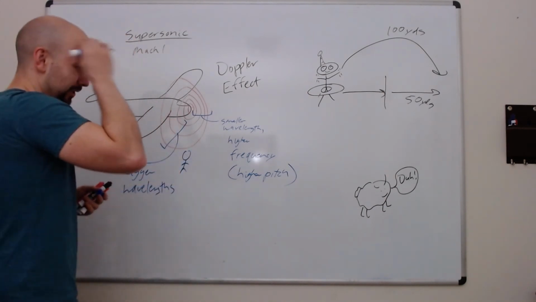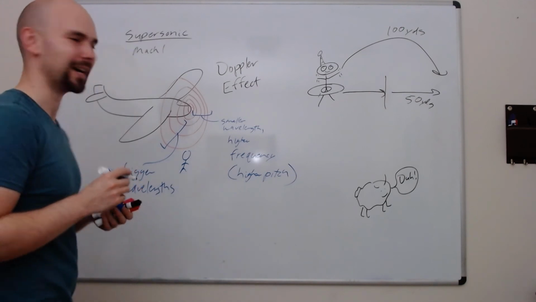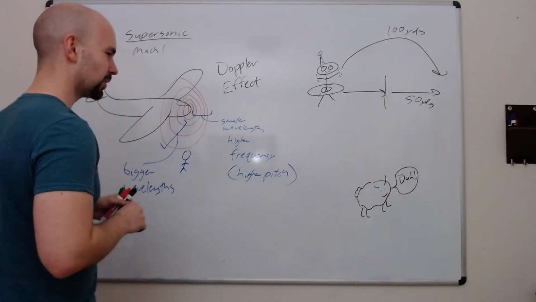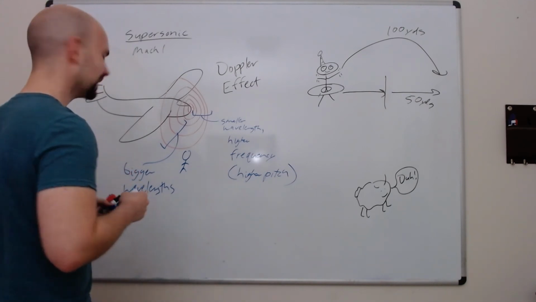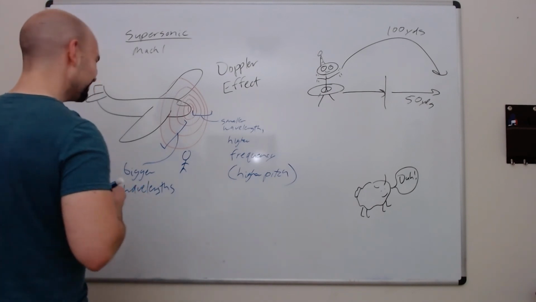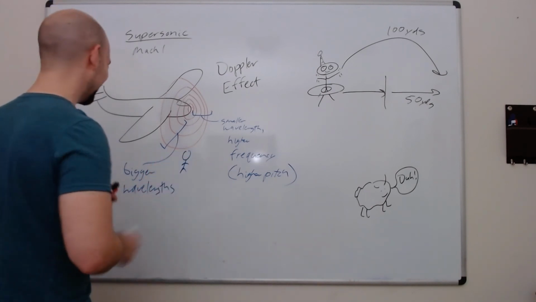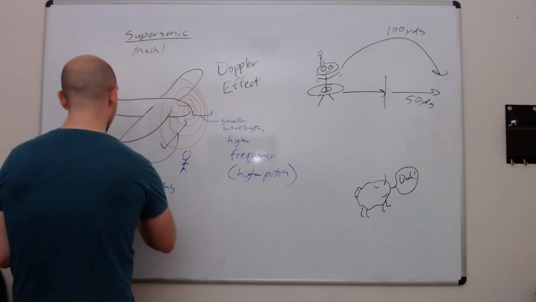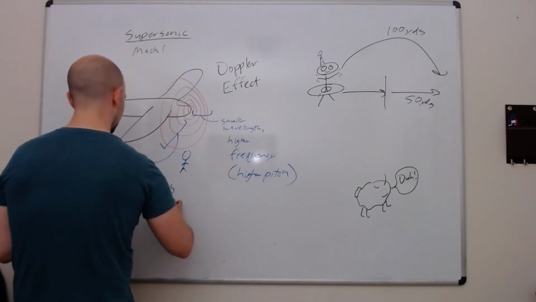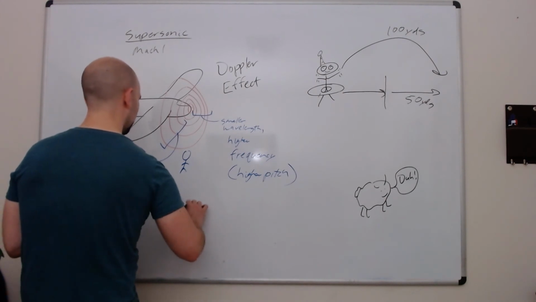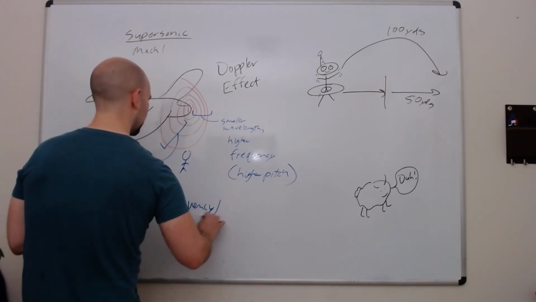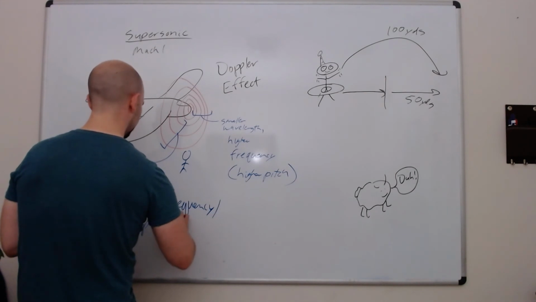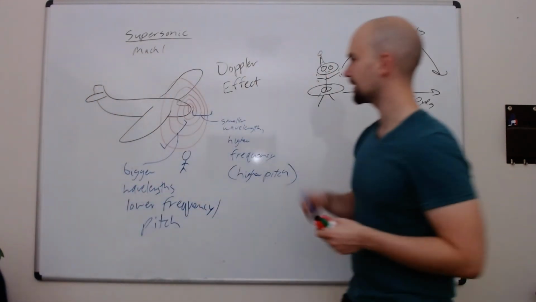Something I don't do anymore is an experiment where I would drive, at the time, my Jeep toward the class while honking my horn at them, which was a great way to get out stress built up over the year. Not really. So it'll be lower frequency. Pitch is lower. All right, so that's the Doppler effect.